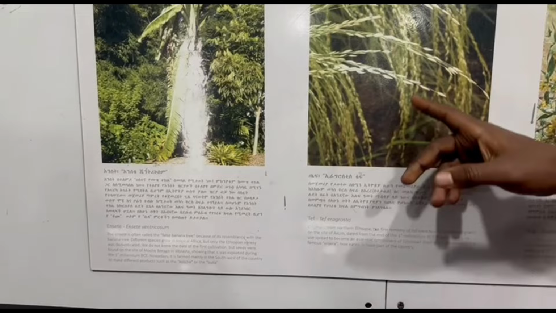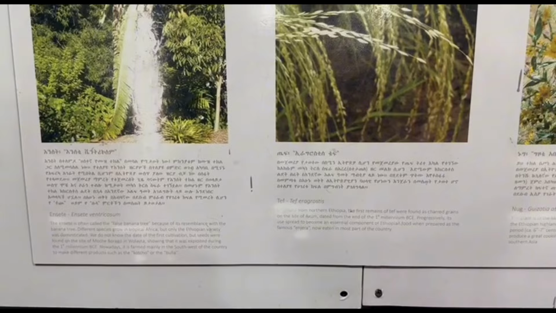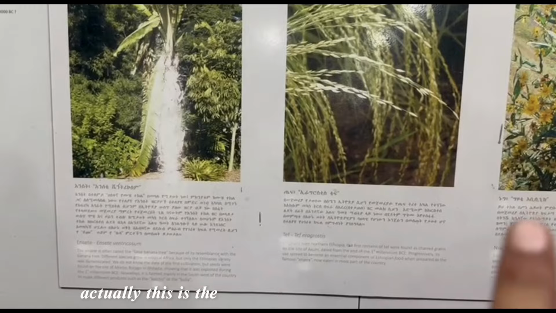It was domesticated during the first millennium BC, during the time of pre-Axumite, even before Axumite. Actually, this is the secret of Ethiopian strength.